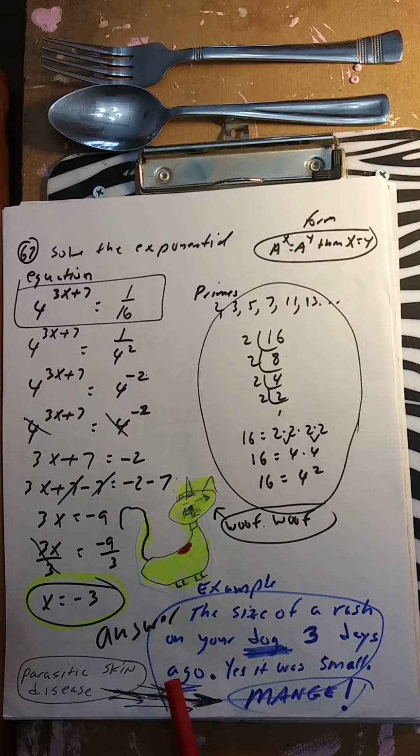Three days ago, like three days ago minus 3, three days ago. Yes, it was small then. Okay? It means whatever it is, parasitic skin disease, huh?